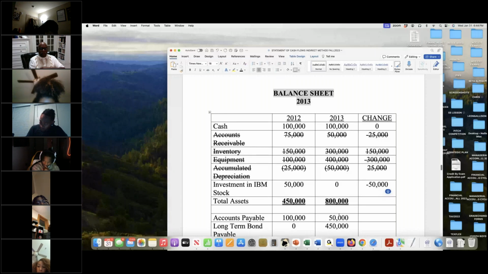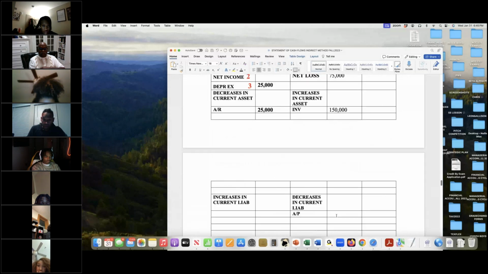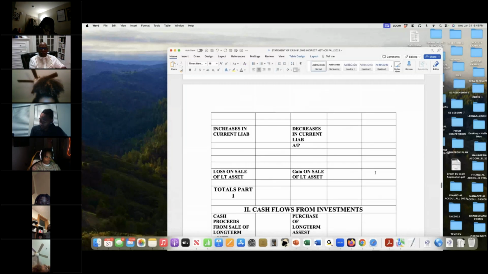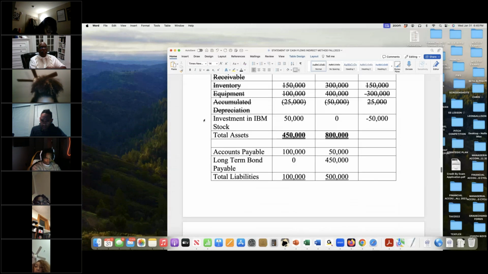Now notice what we're going to do, just so we have everything in here. If we have a gain on the sale of a long-term asset, we're going to put it in here as a use because we don't want it in operations. And the proceeds from that sale were 75,000, so we're going to put it here. With the example, what we're doing is getting rid of all the accounts, and now we've gotten rid of that change.